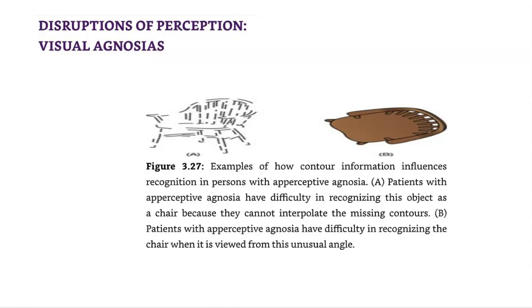Now, in this case, this demonstrates a feature of apperceptive agnosia. Excuse me, I'm struggling to pronounce that. Patients with apperceptive agnosia have difficulty recognizing this object as a chair because they can't interpolate the missing contours. There are parts that are just missing as though it were a Gestalt drawing, and they can't fill in the blanks. Patients with apperceptive agnosia also have difficulty recognizing the chair when it's viewed from this unusual angle from the top. They can't rotate it in their minds.